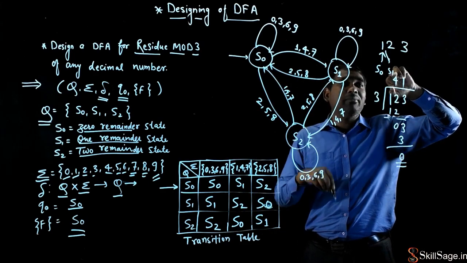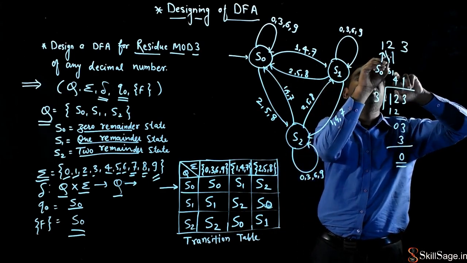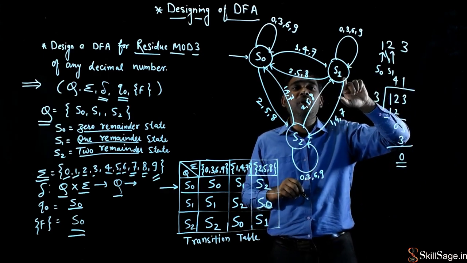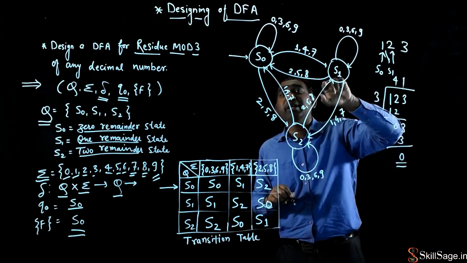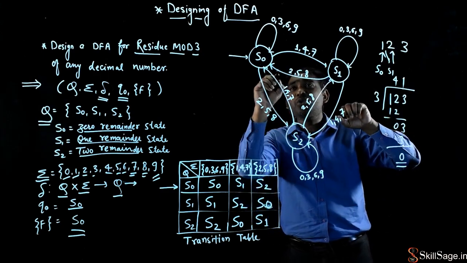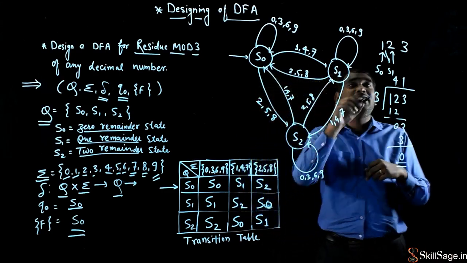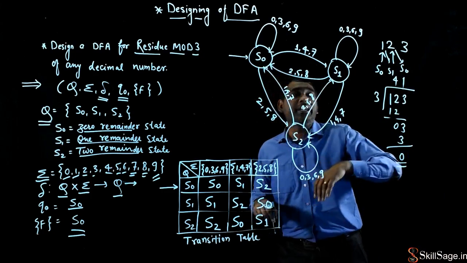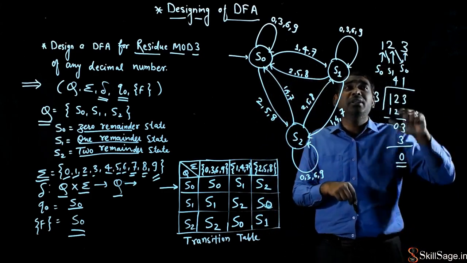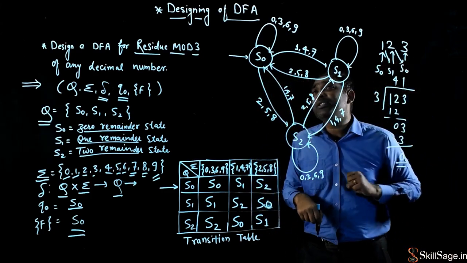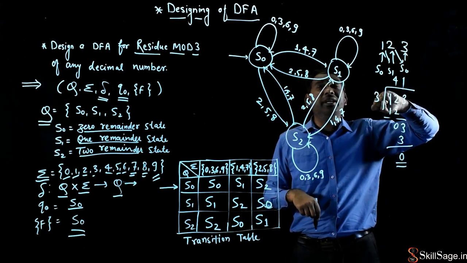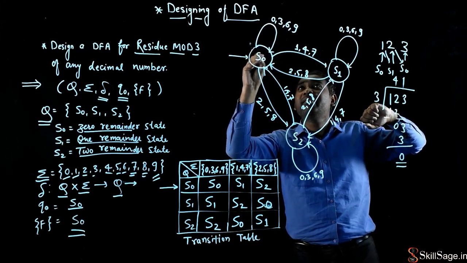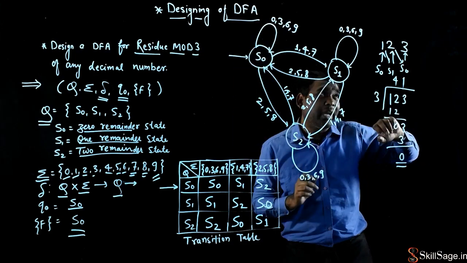And next, this S1 becomes your current state and your current input symbol is 2. You are at state S1 and your current input symbol is 2. So on this 2, where does it go? What is your next state? Next state is S0. Now this will become your current state, and the next input symbol to be read by your machine is 3. If you are at state S0 and your machine takes the transition on 3, where does it go? It goes to S0 itself.